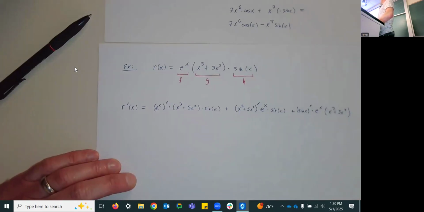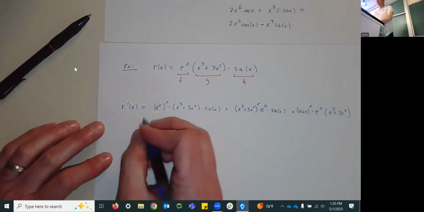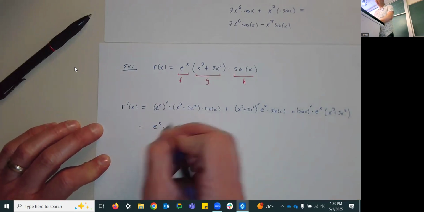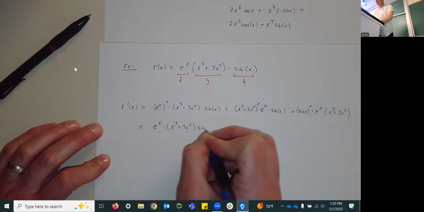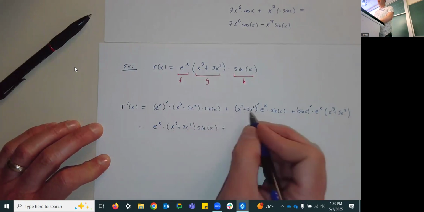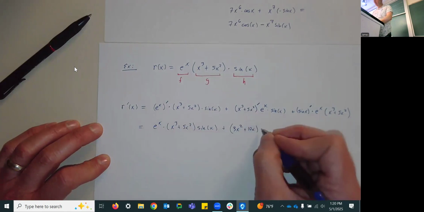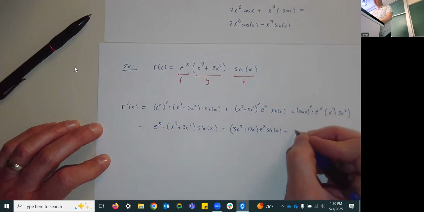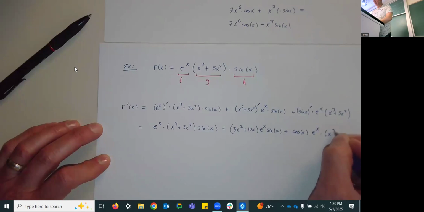So it's kind of nice to write it out this way just to organize our thoughts, but it definitely does require a lot more writing. Right? Because now I'm going to take a whole another step to write down the final answer. So it's certainly fine to skip this step and just say, okay, well, the derivative of e to the x is e to the x times those two pieces, x cubed plus 5x squared times sine of x, plus the derivative of x cubed plus 5x squared is 3x squared plus 10x times the other two pieces left alone, e to the x times sine of x, plus the derivative of sine of x, which is cosine of x, times the other two pieces left alone, which is e to the x times x cubed plus 5x squared.